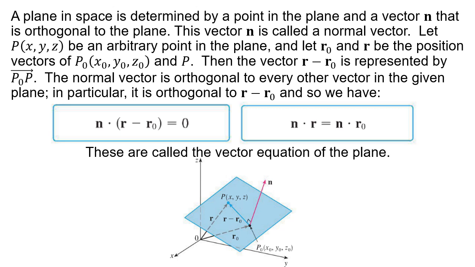Or we do a little manipulation and we'd say that r naught dotted with n and n dotted with r, they actually have to be the same thing. And these are the vector equations of the plane.